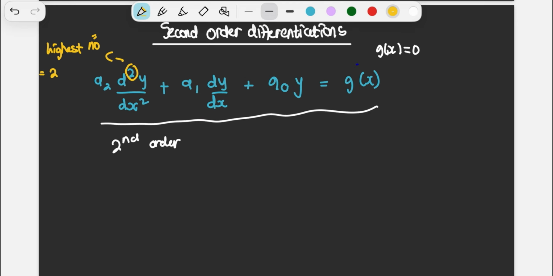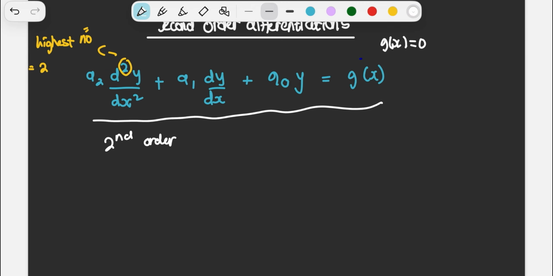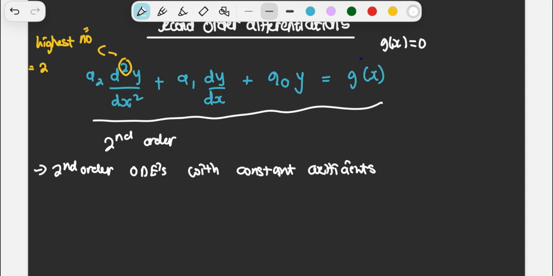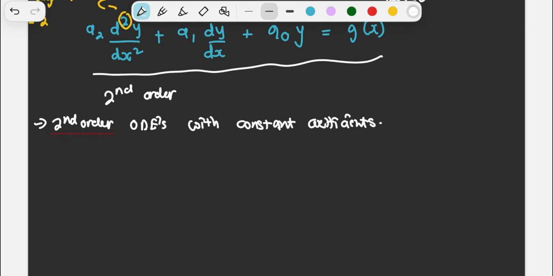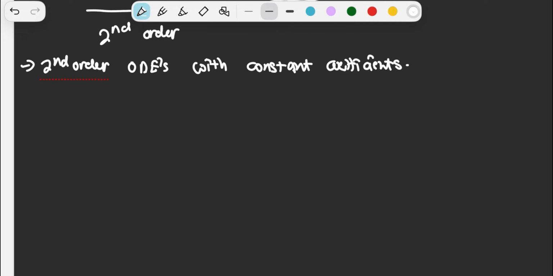So our goal is basically to solve second order ODEs with constant coefficients. That's what we're going to be doing in this video and in the subsequent videos. But first up, I'm going to need you to understand a particular important principle that appears a lot in ODEs.